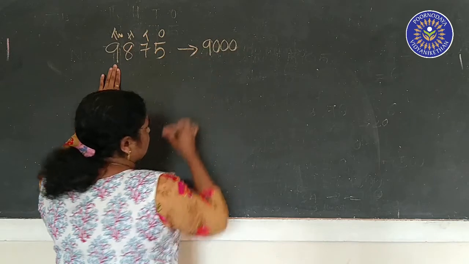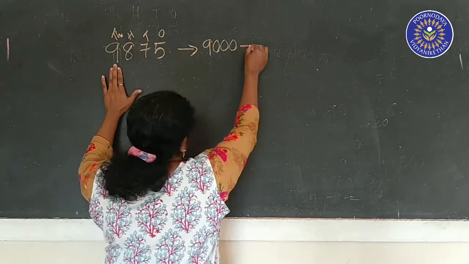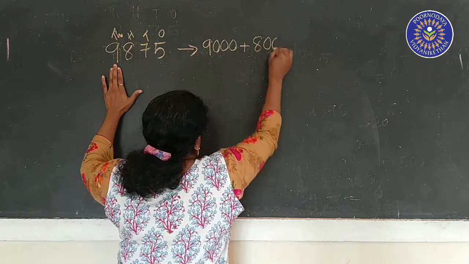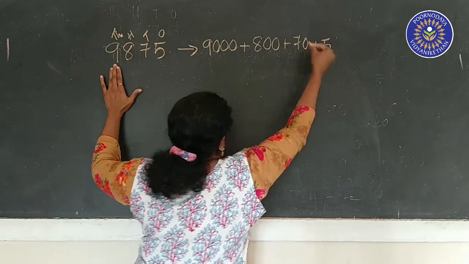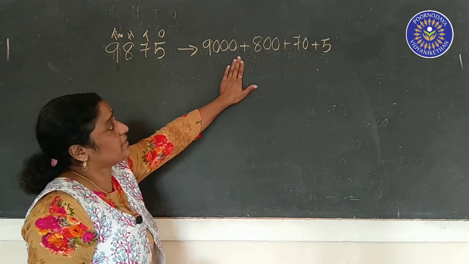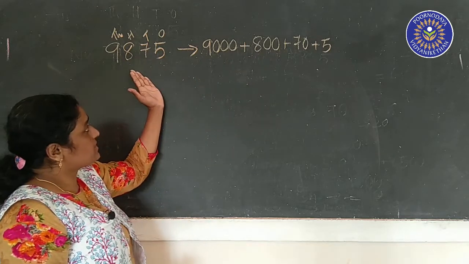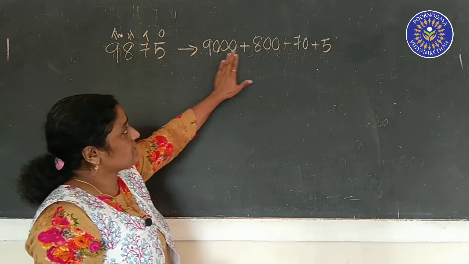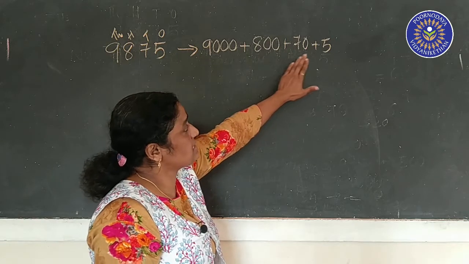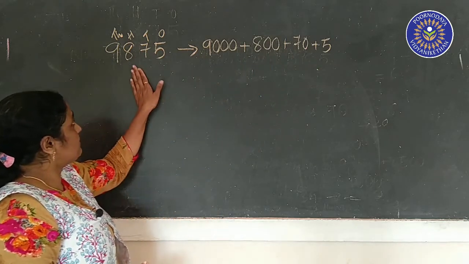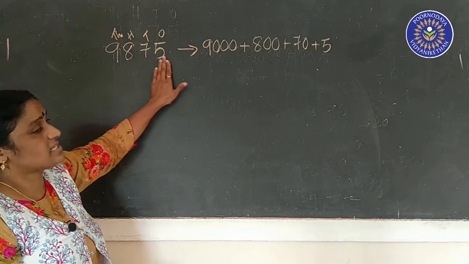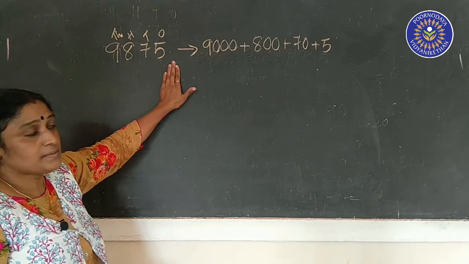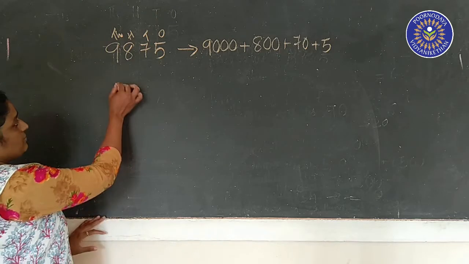9,000 plus 800 plus 70 plus 5. This is the expanded form of this 4-digit number. 9,000 plus 800 plus 70 plus 5. We can read that number 9,875. Clear? Okay. One more example.